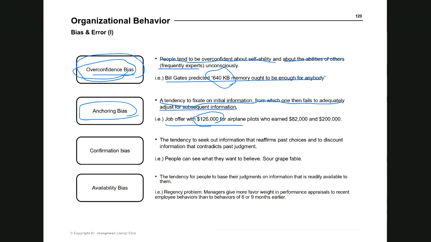So get rid of the standard. Get rid of the anchor when you want to make a better choice. We have the bias. Okay, that's the anchoring bias.